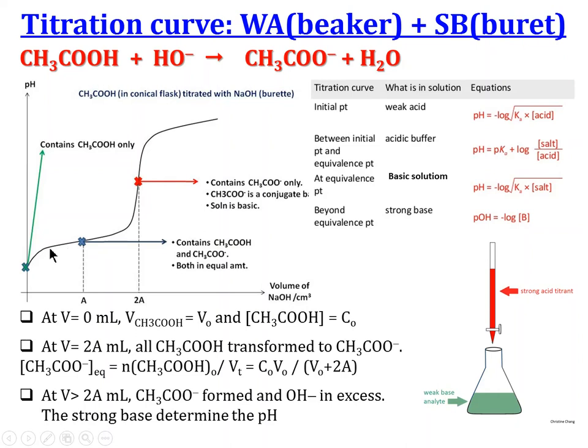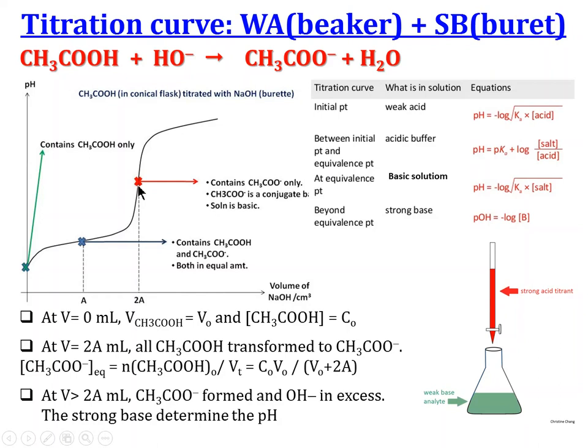For example, we apply Henderson at this point, and we apply Henderson at this point, but the value of the pH at these two points is different. To note that for a volume of the base added equal to A, we convert half of the acetic acid to acetate. So the acetic acid is equal to acetate in the solution, and at this point, pH equals pKa.